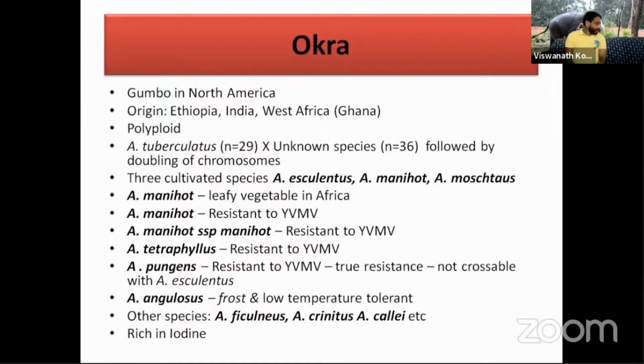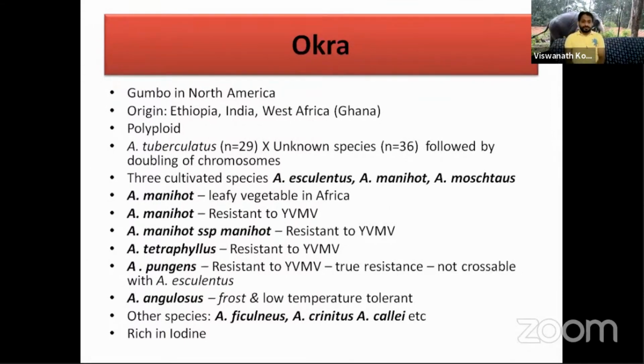So another crop is okra. It is called gumbo in North America. There was a contradiction regarding the origin of okra, and generally three places are cited: one is Ethiopia, another is India, and another is West Africa, especially Ghana, as the origin of okra.